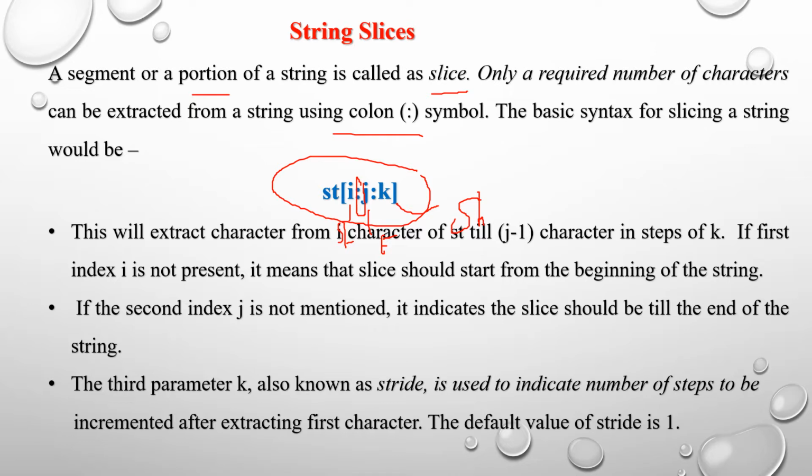If the first index is not present, it means the slice should start from the beginning of the string. If the second index j is not mentioned, it indicates the slice should go till the end of the string. The third parameter k, also known as the stride, is used to indicate the number of steps to be incremented after extracting the first character. So the default value of i is 0 and the default value of k is 1.